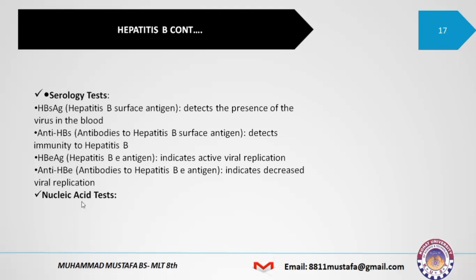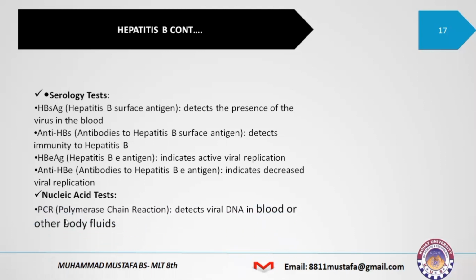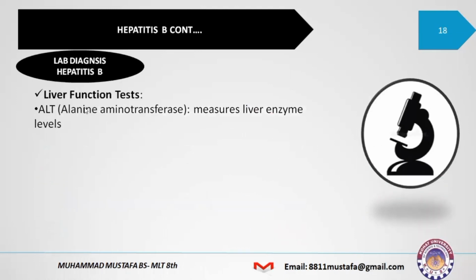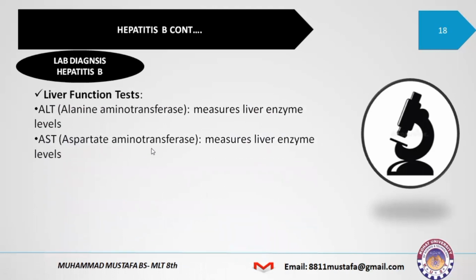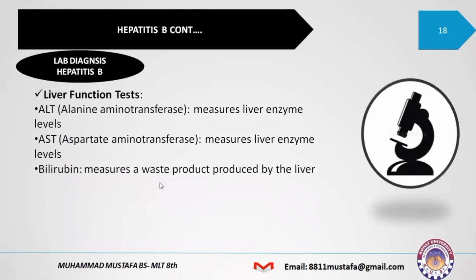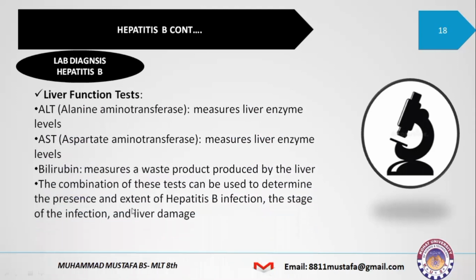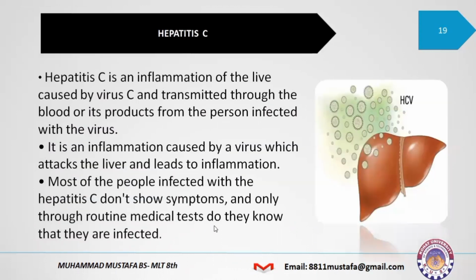The second one is the nucleic acid test. PCR, polymerase chain reaction, detects the DNA in blood or other body fluids. Same for the liver function test: ALT, alanine aminotransferase, measures the liver enzyme levels, AST, aspartate aminotransferase, measures enzyme levels, and bilirubin measures the waste product produced by the liver. The combination of these tests can be used to determine the extent of hepatitis B infection, the stage of infection, and liver damage.